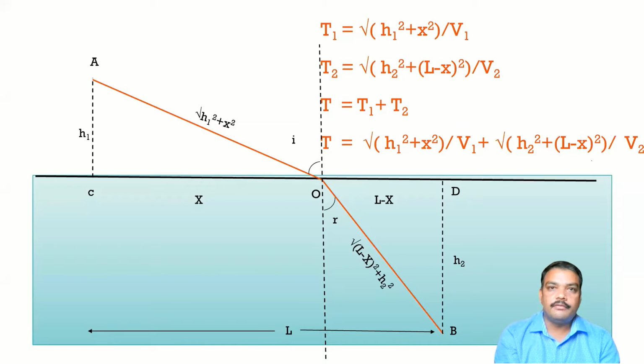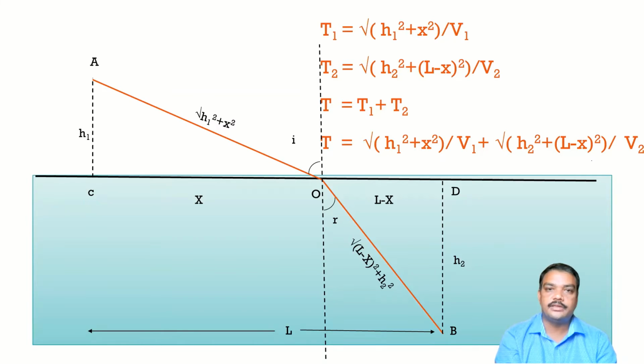Let v1 be the speed of light in air from A to O, and v2 be the speed of light in water from O to B. Then the speed of light of the incident ray on passing from A to O in air, let it be v1, and the speed of light on passing from O to B in water, let it be v2.